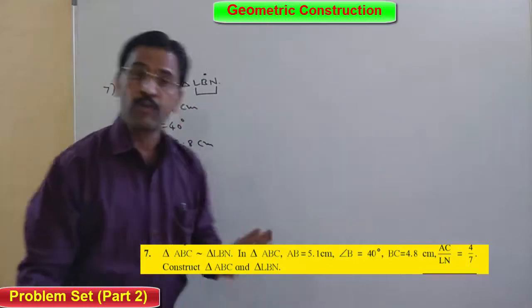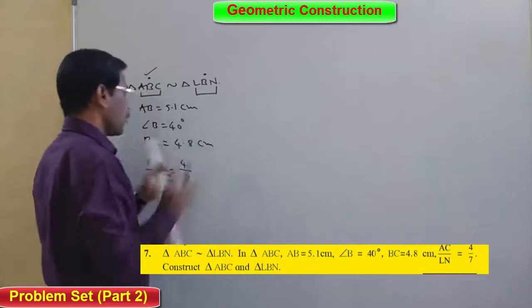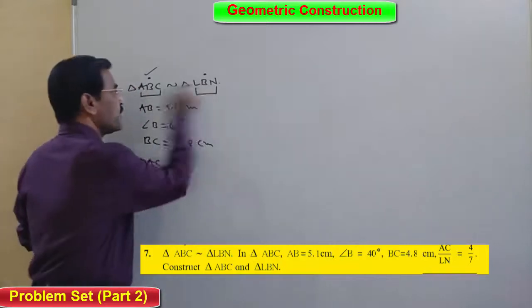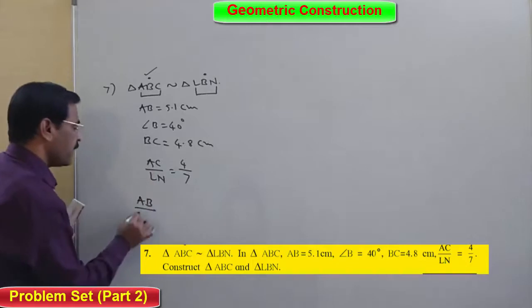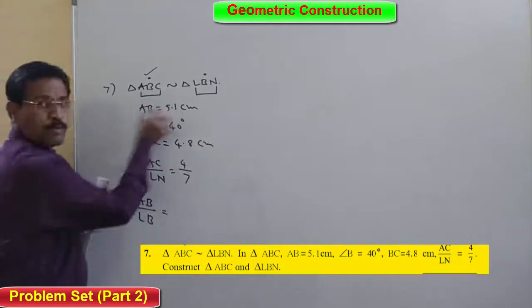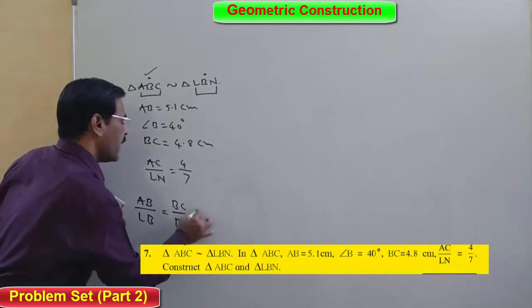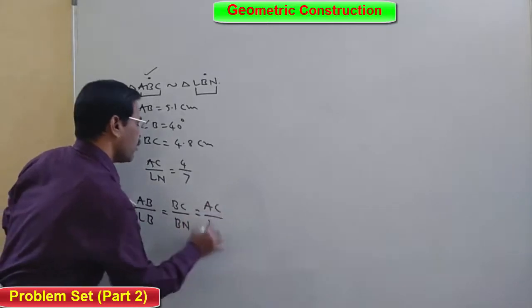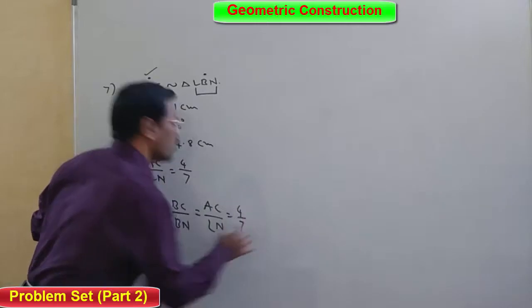Just see here. First of all, we have to draw one rough figure here. Okay? See here, one more thing. Because these two are similar, I'll take that the sides are in proportion. AB upon LB, corresponding sides. After that, BC upon BN, and the next one, AC upon LN. These are corresponding sides. But they were given to us as 4:7.